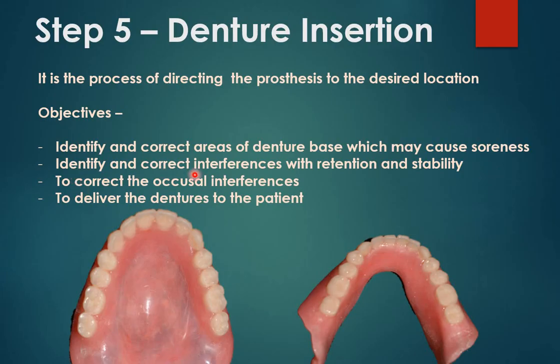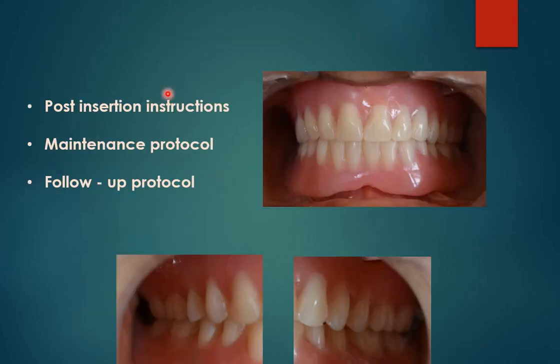Next is to identify and correct any interference with retention and stability, and also you correct the occlusal interference. For that, you may need to do the clinical remount procedure, and you will relieve the occlusal interferences by using the selective grinding method. Next is to deliver the dentures to the patient after giving proper post-insertion instructions.